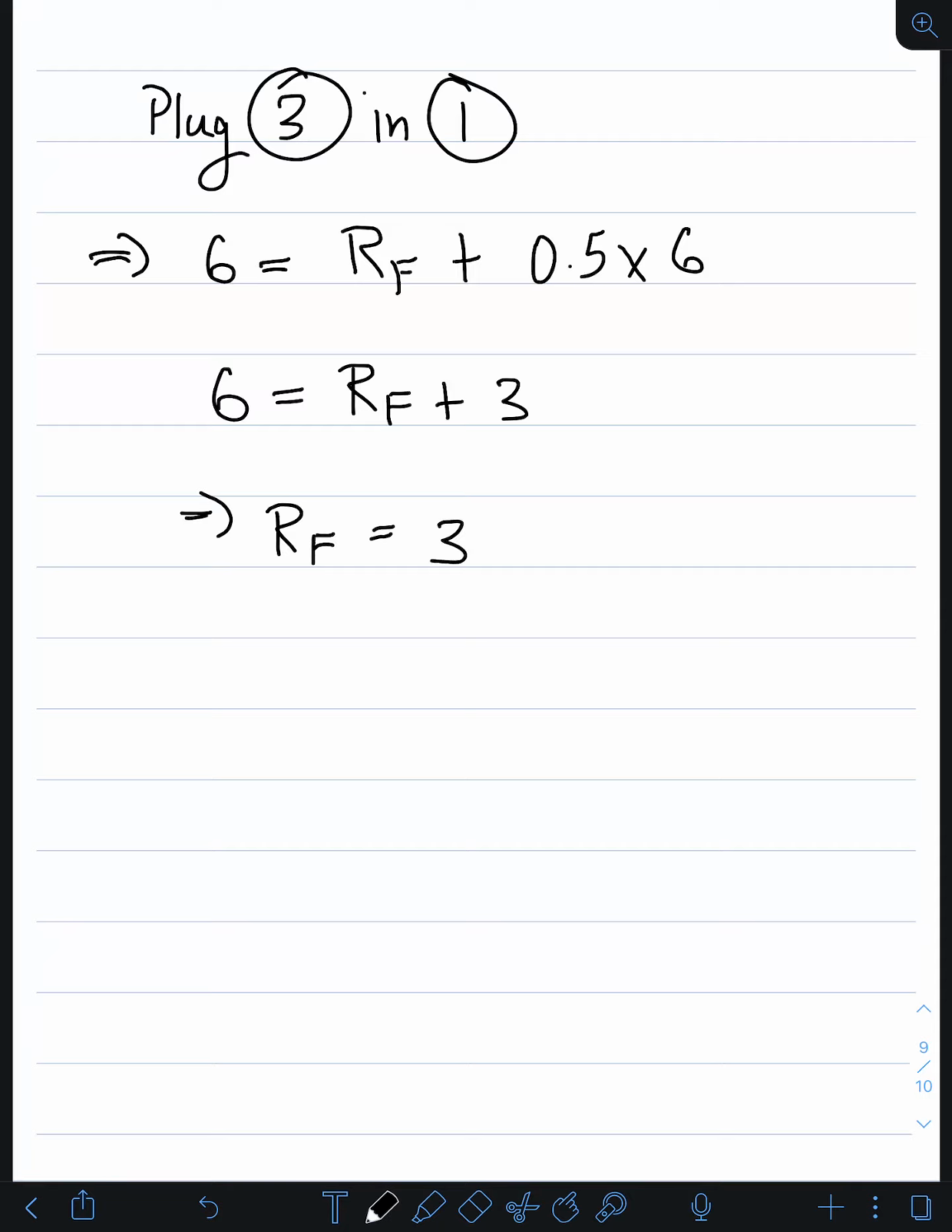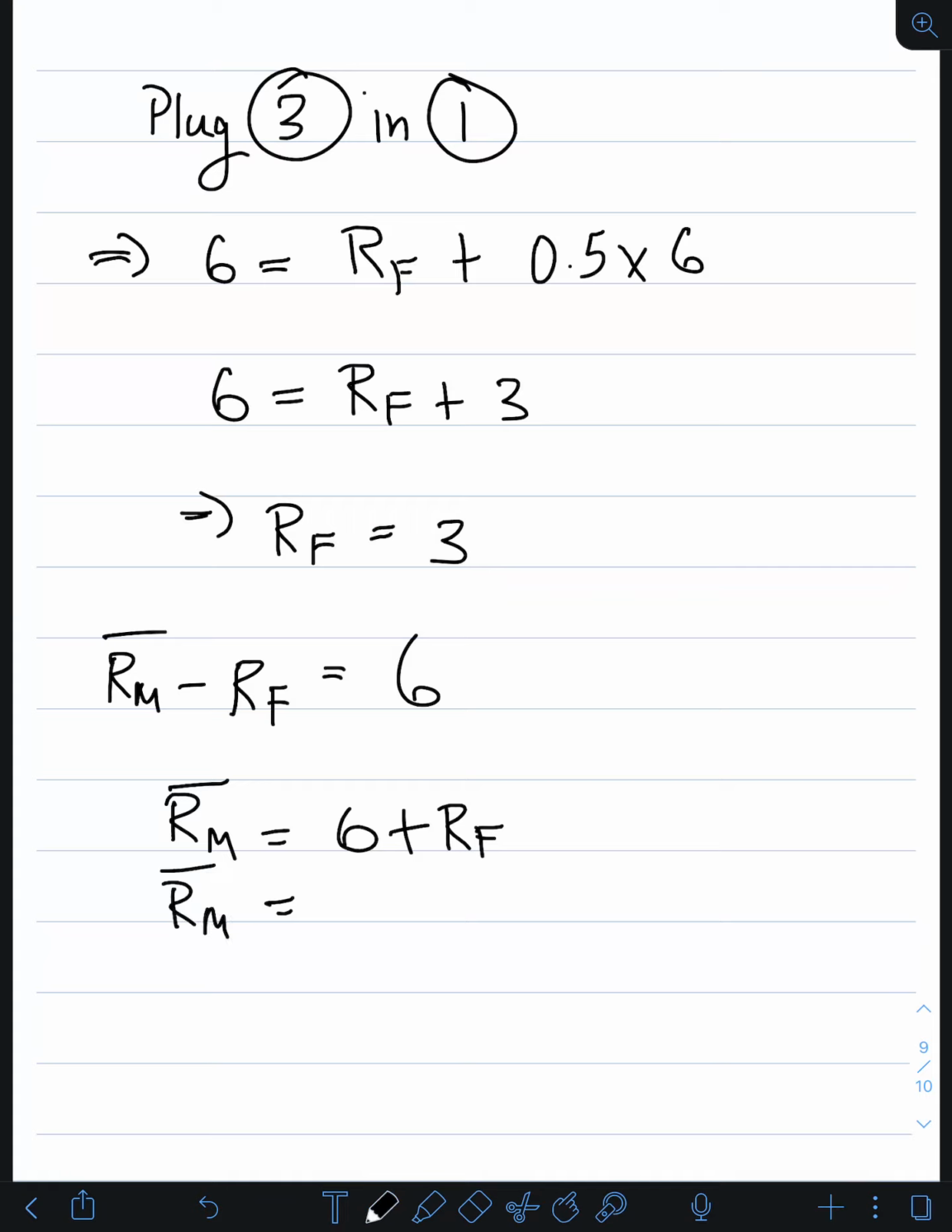Now we can plug this value into any of the other equations. We already know that RM bar minus RF is equal to 6, and now we know RF. So RM bar is equal to 6 plus RF, and RF is equal to 3. So RM bar is equal to 6 plus 3, which is equal to 9.